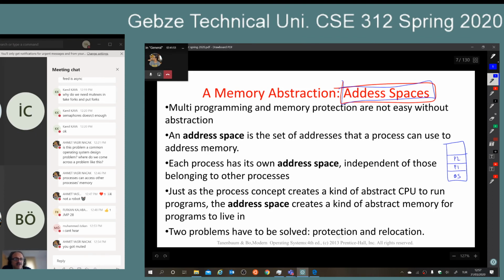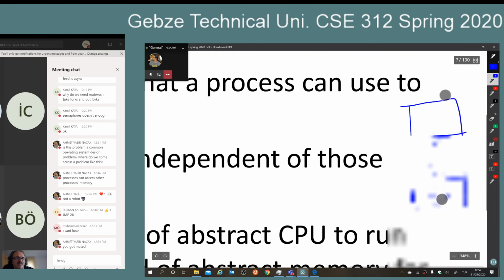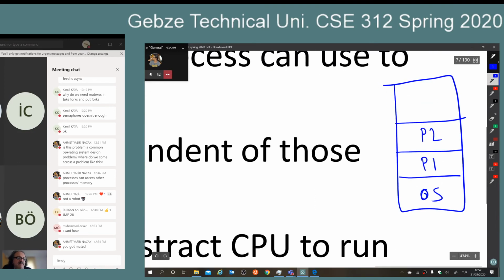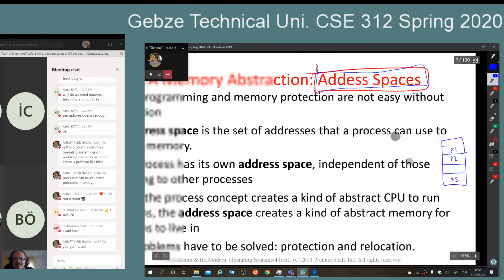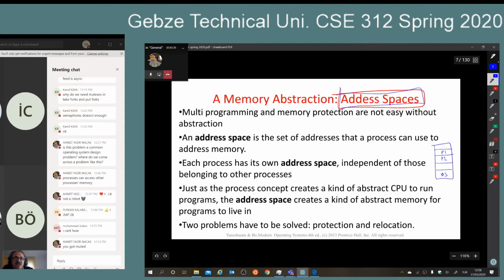Of course, we need to address the protection and relocation problem. P1, when it runs here, should run the same as when it runs there. It should be exactly the same, so relocation should not be a problem. Also, P1 and P2 should not be able to access each other's address space, so protection should not be a problem. And there should not be any problem of not having enough space for a program to run on this machine. I should be careful about that too.